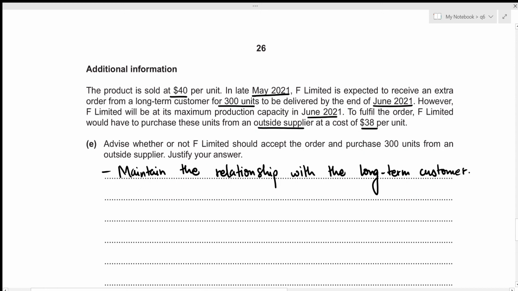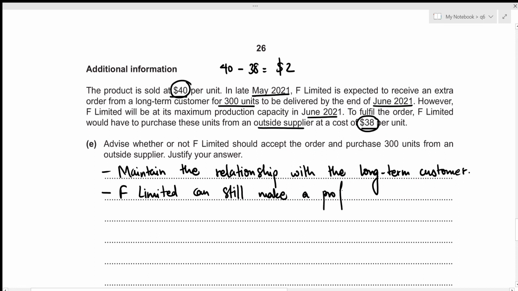Secondly, we know that the cost of purchasing from the outside supplier is 38, and we know that our selling price is 40, so we can still get a profit, right? And that profit will be the difference. So that's 40 minus 38, which results in 2. So F Limited can still make a profit of 2 on each product. Let's write it down. F Limited can still make a profit of 2 each.